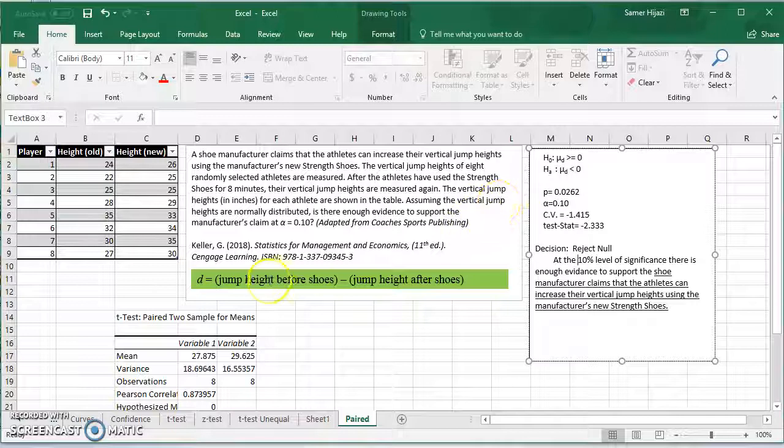new strength shoes. So in this test, it's similar to the other test that we did, except that you have to be careful in the beginning to decide what's your D, which one you're going to take the before, which one the after. And based on that, the claim will be either negative or positive based on the context of the claim. So it's very important to specify D first before you look at the mean and before you decide on the claim and what goes in the alternative, what goes in the null.